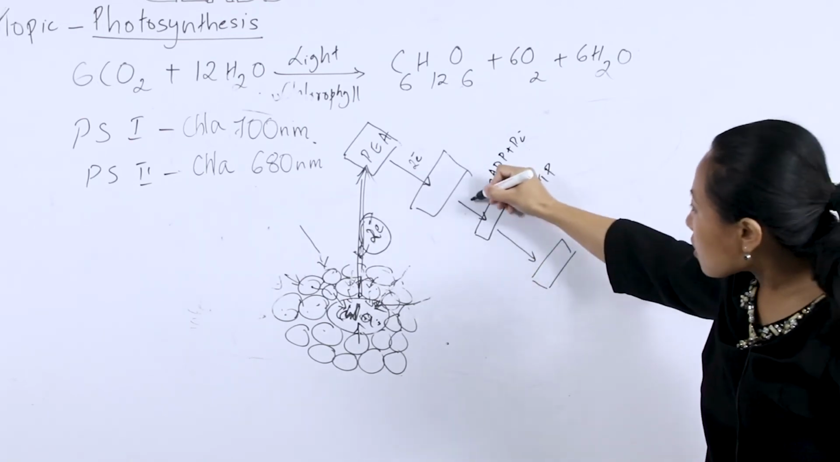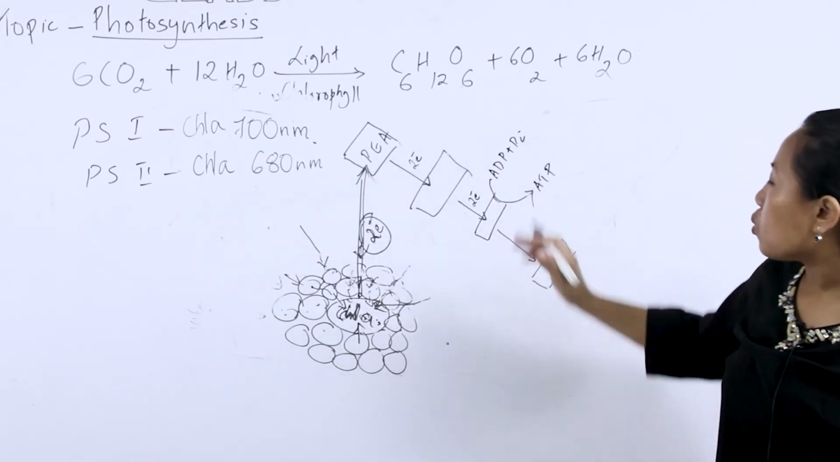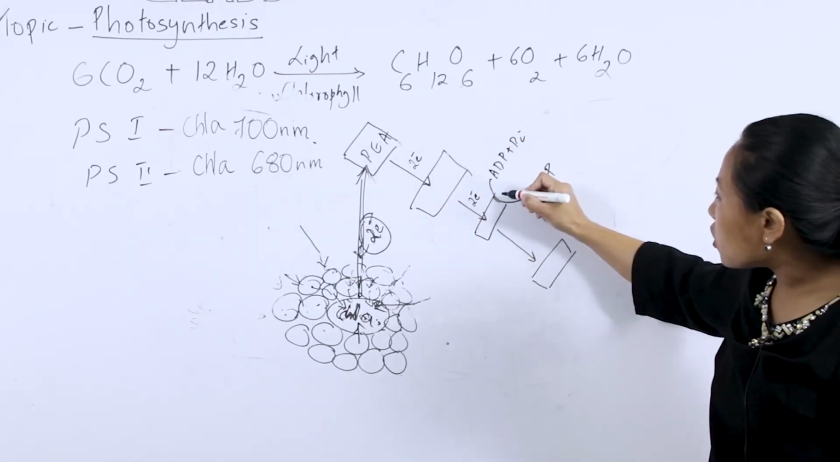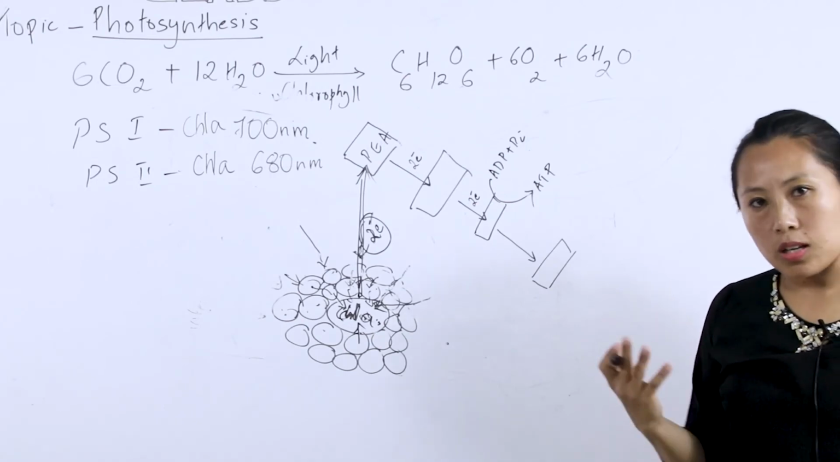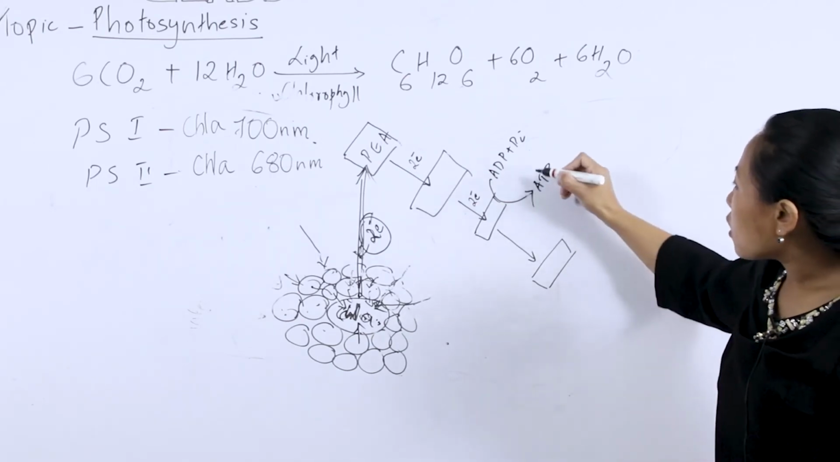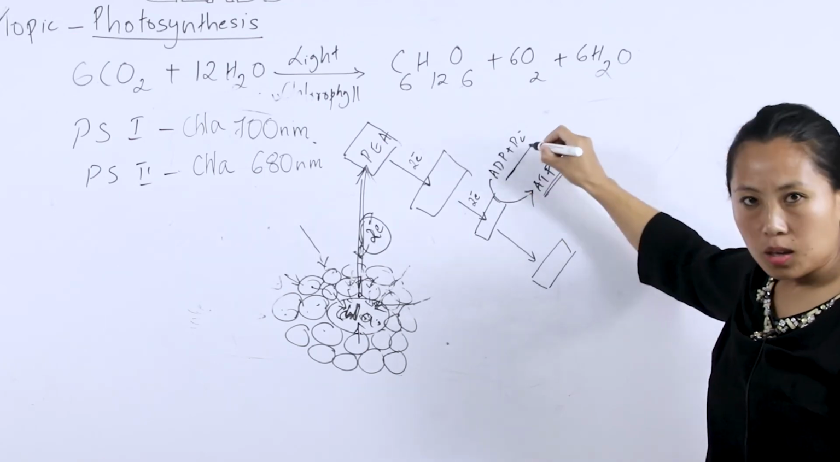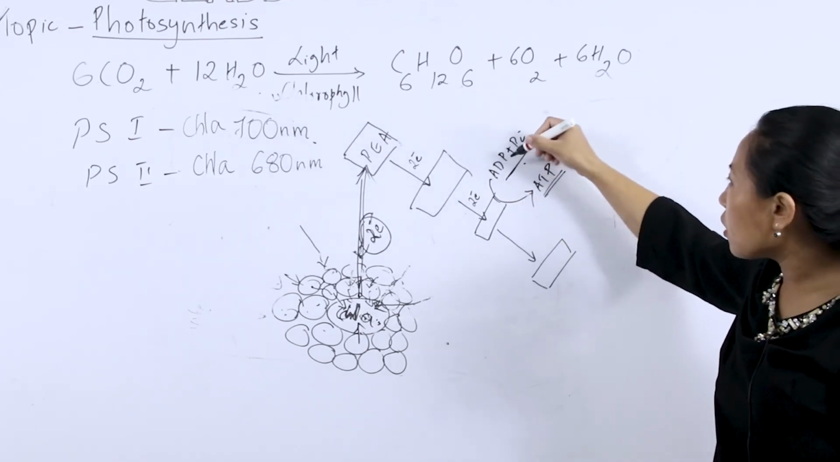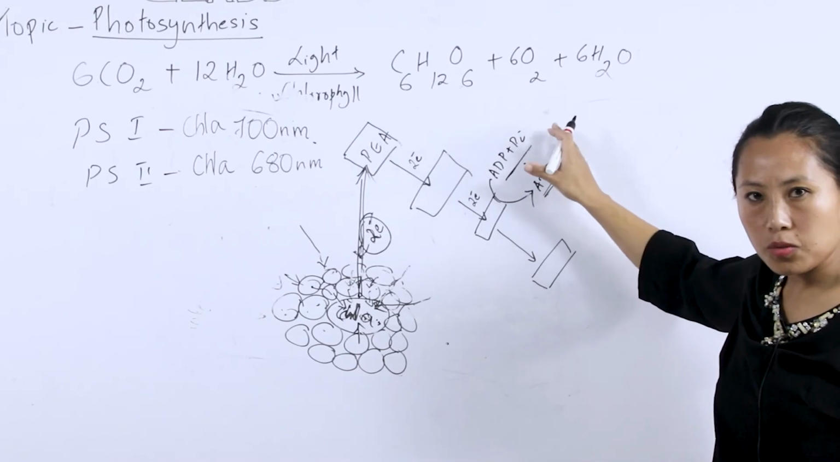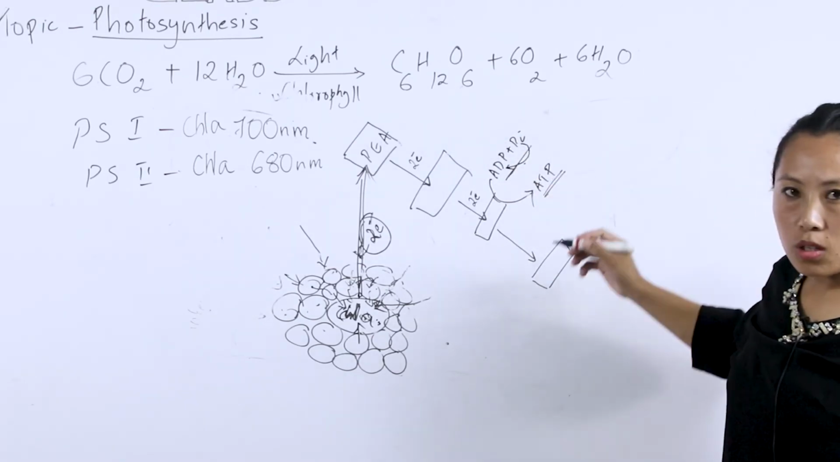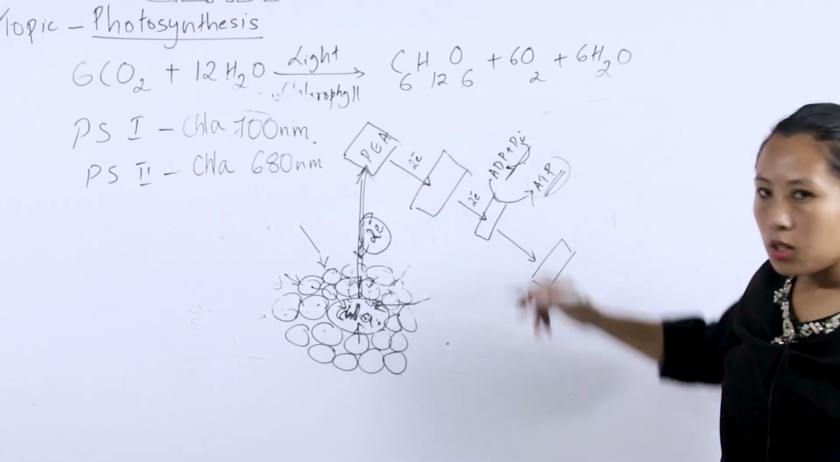As the electron passes through this gradient of electron carriers, it releases energy, and that energy is used for the formation, or synthesis, of ATP from ADP and Pi. ADP means adenosine diphosphate, Pi means inorganic phosphate. So addition of a phosphate group to adenosine diphosphate results in the formation of adenosine triphosphate.